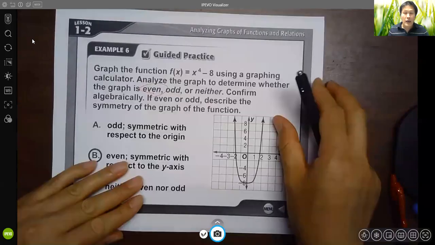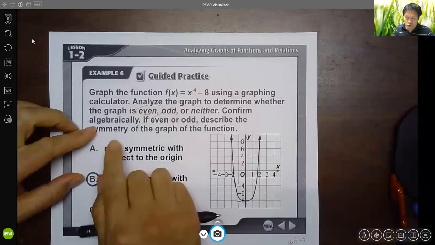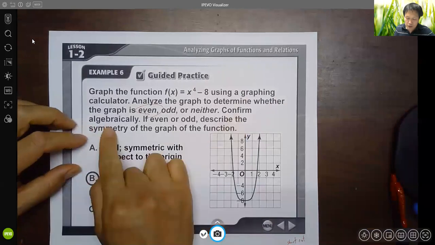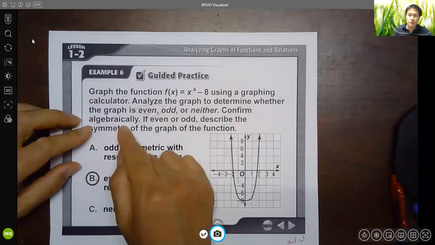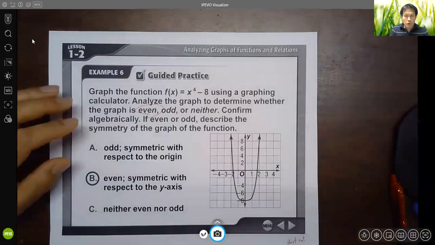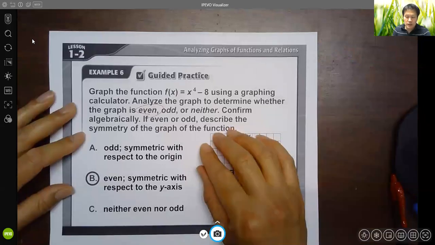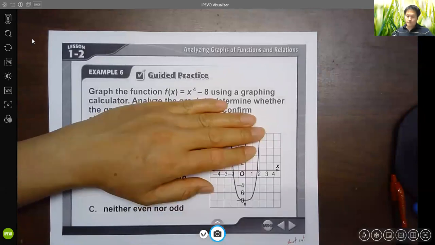Okay, I have a shortcut. So far I showed you multiple examples of how to tell even, odd, neither, but confirm algebraically. There's no easier way. Confirm algebraically, you have to do this. The shortcut I'm going to share, what if there was no graph available? Given this, can you tell whether it's odd, even, or neither without a graph, without doing it algebraically? There is a very simple way to do it.